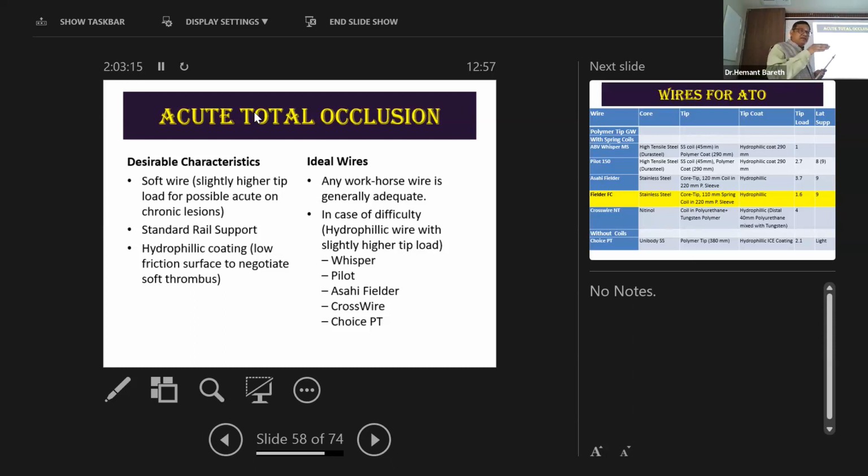But sometimes when there is a little bit of fibrosis there, and it's like an old MI where the thrombus might be getting organized. So if it is particularly an out of window period MI you are trying to do, where thrombus may have been organized, you might require a wire with a higher tip load. And that is when you would require a soft wire.